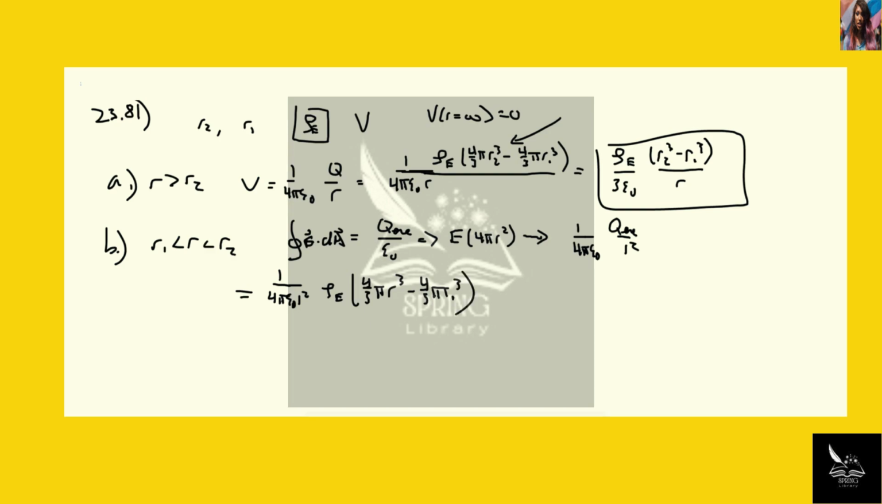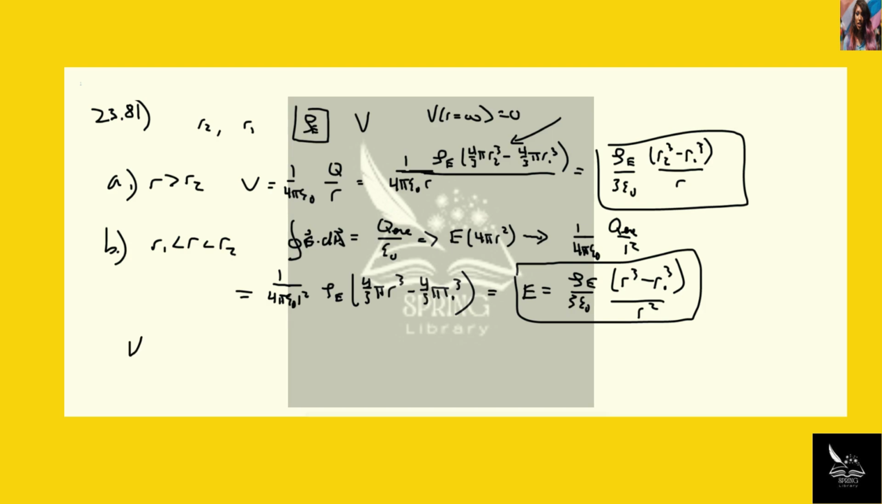Cool. So this looks very similar, I'm guessing, and you'll see that it comes out to an answer very similar. So we get the electric field to be rho E over 3 epsilon naught, r cubed minus R1 cubed, all over r squared. So this is what the electric field is like, but we're still trying to find the potential.